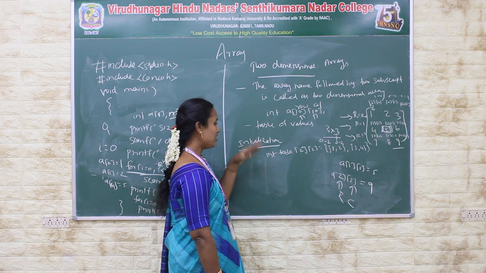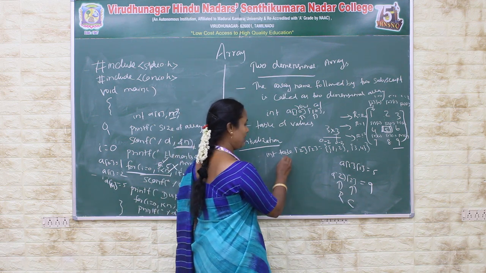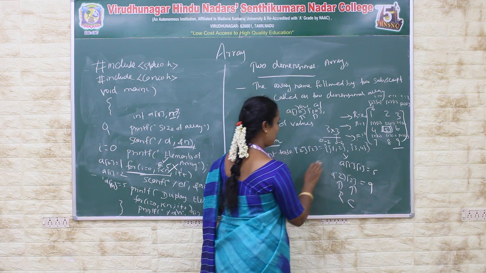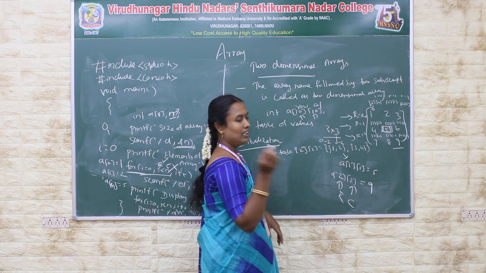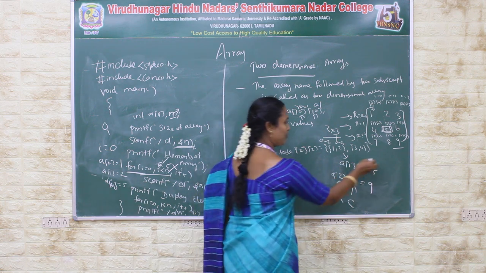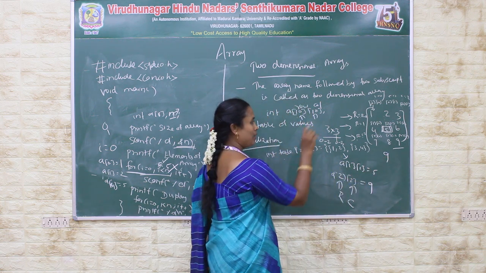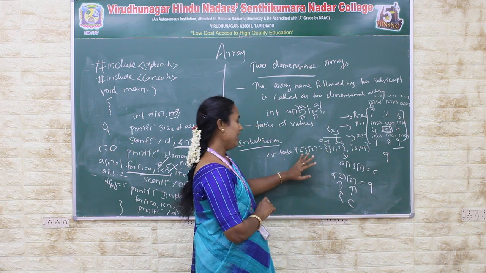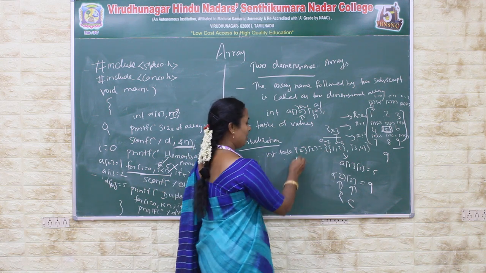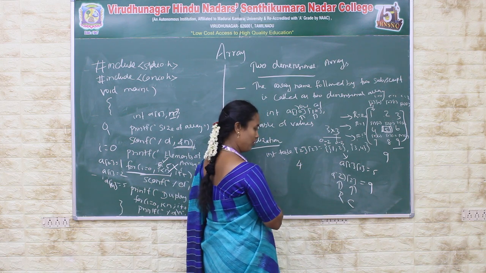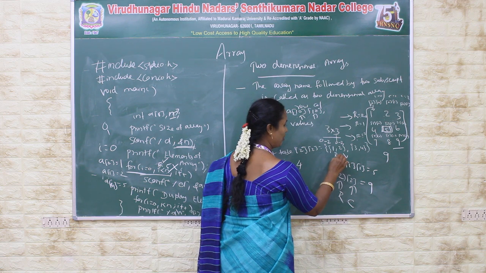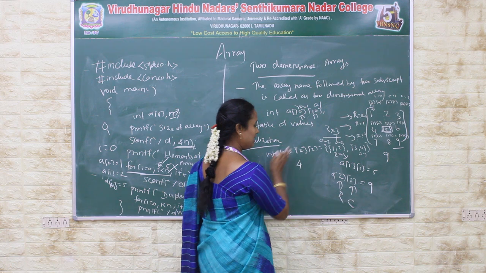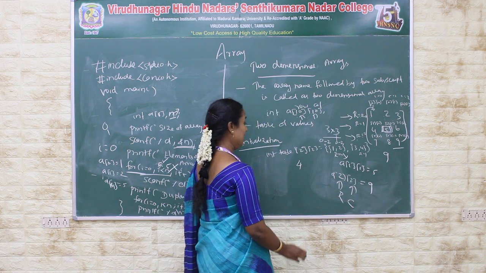So how to initialize a two-dimensional array: int table[2][2]. In the previous example I selected a 3 cross 3 matrix, which contains 9 elements in total. I am placing the example 1, 2, 3, 4, 5, 6, 7, 8, 9. Here I can select 2 cross 2. So 2 cross 2 means I can store 4 elements in total. These are the 0th row, and these are the first row. This is how you can represent it in the initialization.